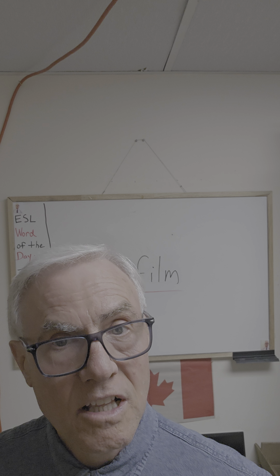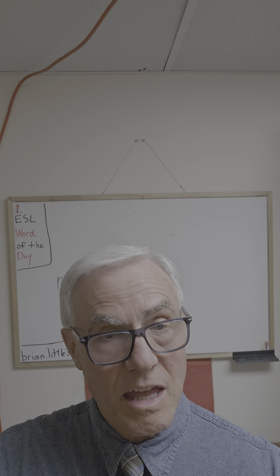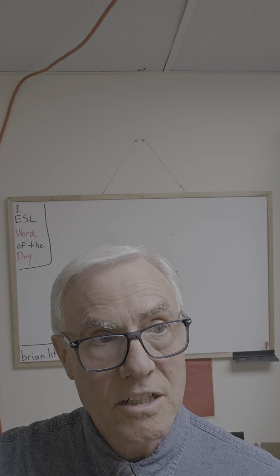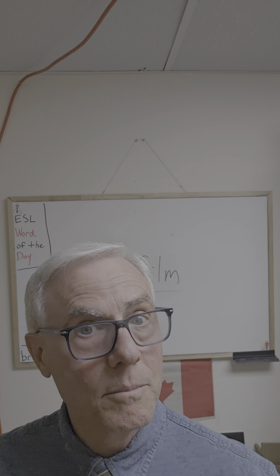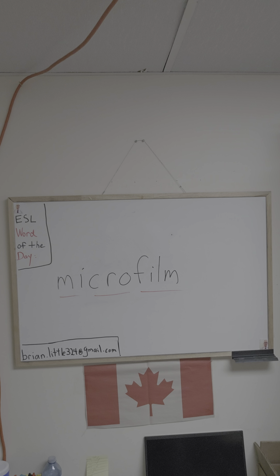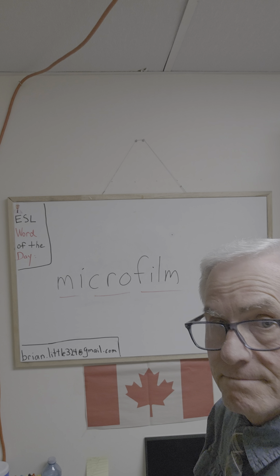But in those days, they used microfilm to keep the product of that movie and film on something tangible, wrapped up in a certain circle on a projector, a movie projector. It was microfilm. Again, how do we spell microfilm? M-I-C-R-O-F-I-L-M. Micro meaning small, and film. Interesting, isn't it?